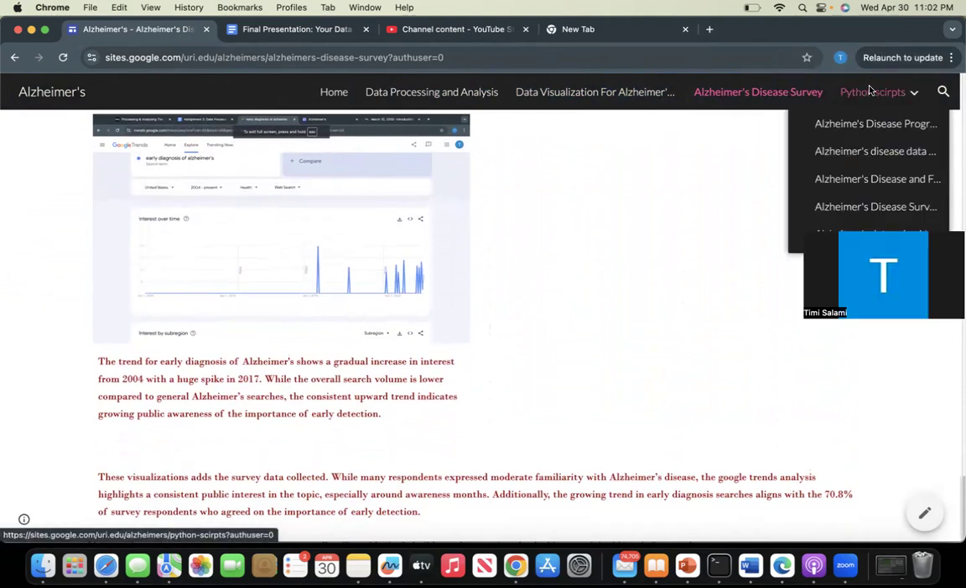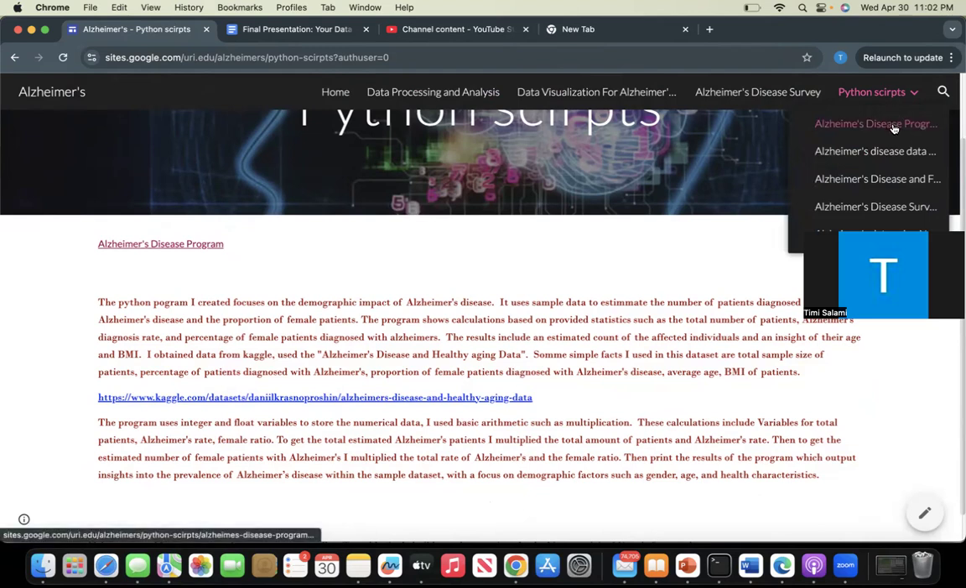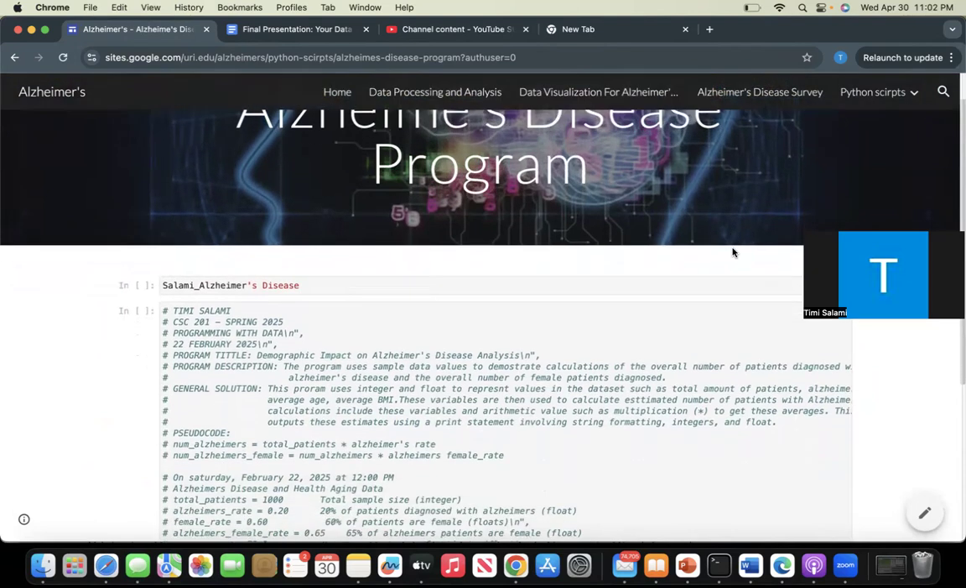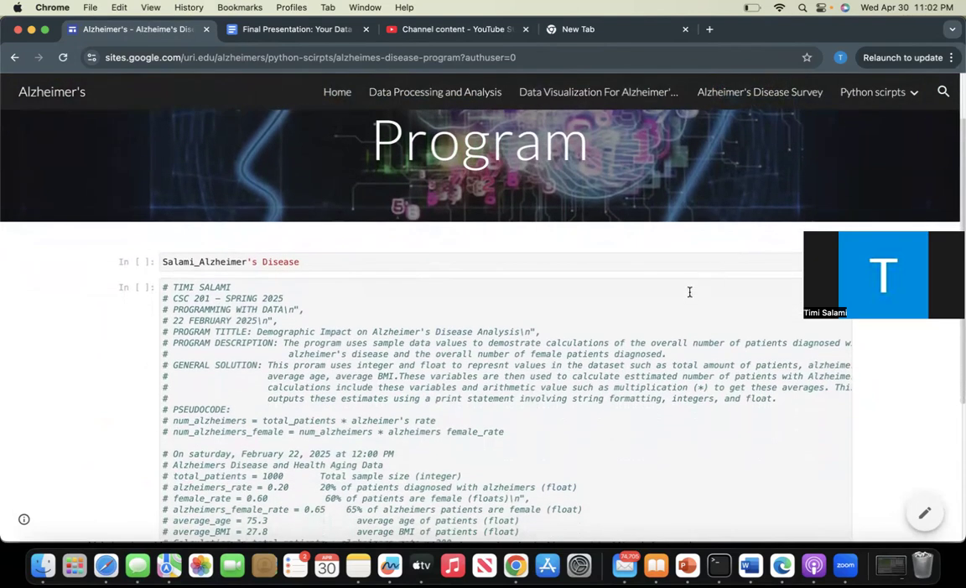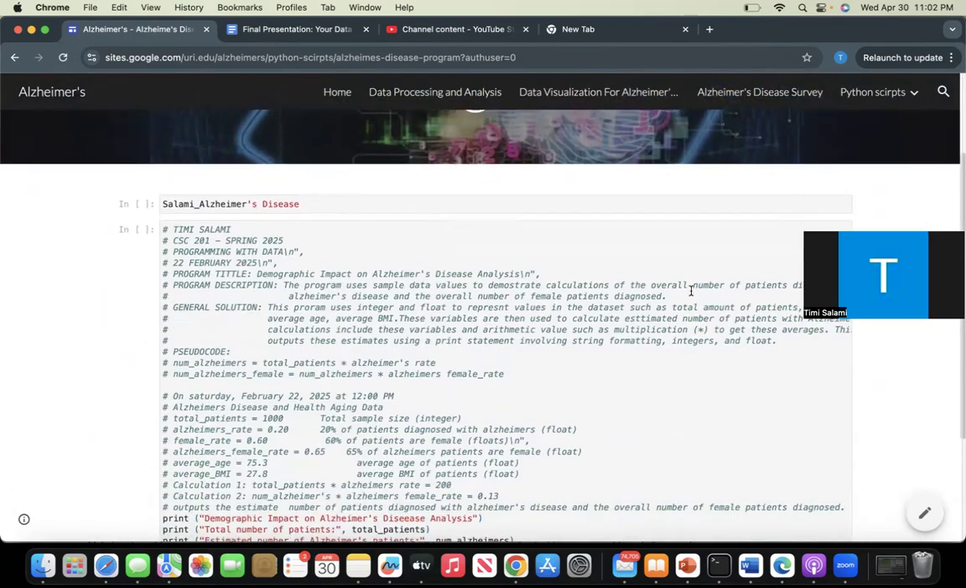Okay, next is the Python scripts. My Python program included cleaning the survey, making charts and statistics. I provided menu options that included generating visuals and summaries. Under the Python scripts is the Alzheimer's disease program, which are variables that just hold data. And here are the results for that.